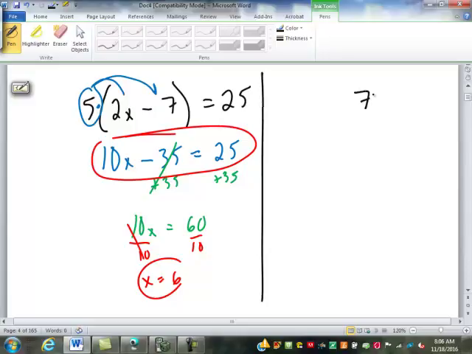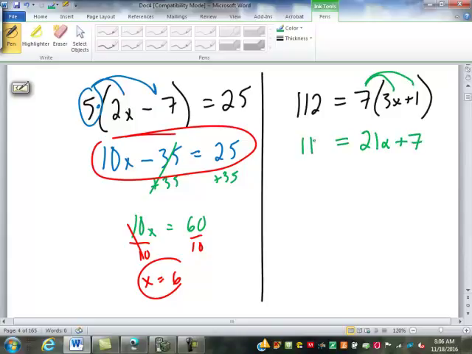So how about this one? Tell me what to do. 21x plus 7. Okay, yeah, 7 times 3x is 21x. And 7 times 1 is plus 7. Okay, we will subtract 7. So 105 equals 21x. And then divide by 21. So 5 equals x.